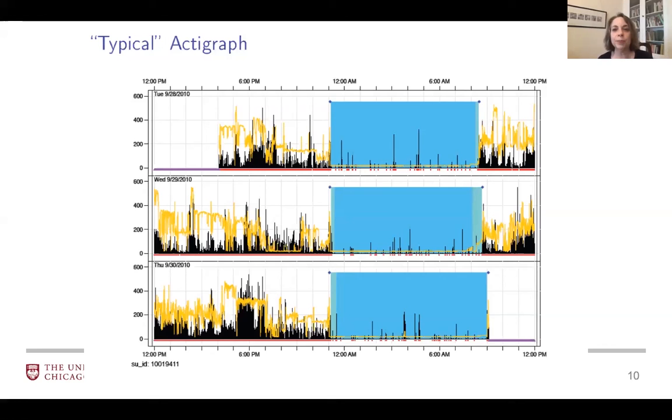And this person I have amused myself by labeling as typical, but honestly, this is the best sleeper I've ever seen. So this person, you can see these little diamonds at the top of the blue areas in each night's sleep. That indicates when they pushed the button to say they were starting to fall asleep and waking up. And you can see they are super consistent night to night. Most people are not this consistent. And then they really slept.